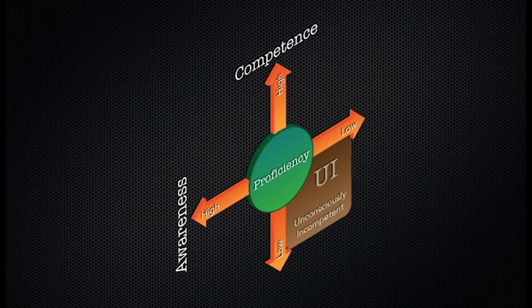The first is the UI quadrant, that is low awareness and low competency. The UI stands for unconsciously incompetent. This is the quadrant of trouble. This is the individual who is incompetent and they have no idea they're incompetent. They can cause big trouble. They can wreak havoc in your organization. You either need to get rid of these people or move them up to a different quadrant.